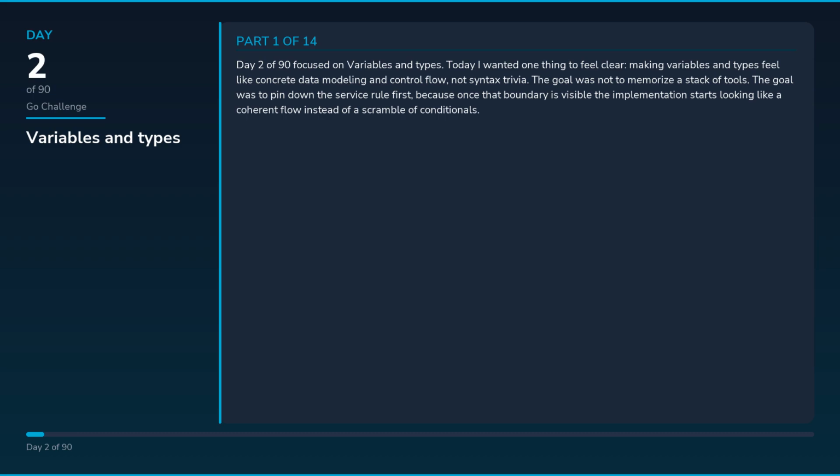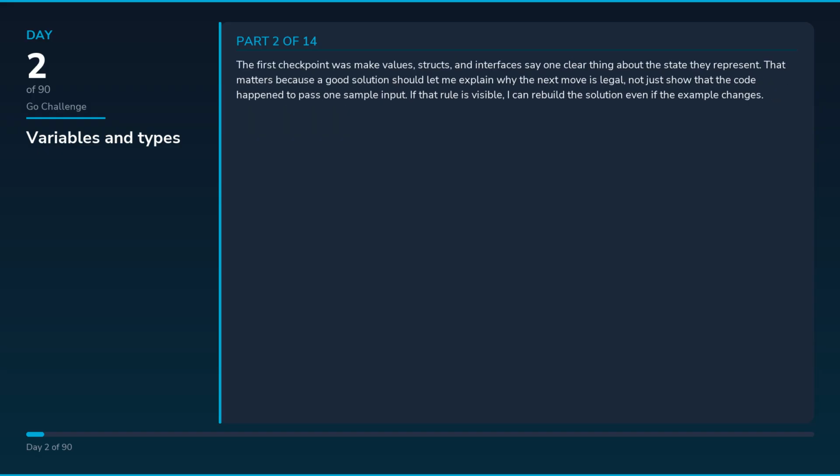Day 2 of 90 focused on variables and types. Today I wanted one thing to feel clear: making variables and types feel like concrete data modeling and control flow, not syntax trivia. The goal was not to memorize a stack of tools. The goal was to pin down the service rule first, because once that boundary is visible, the implementation starts looking like a coherent flow instead of a scramble of conditionals.